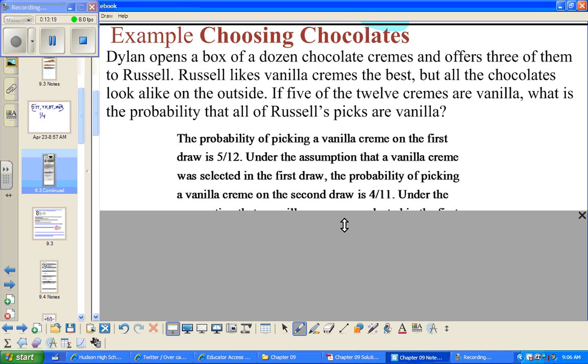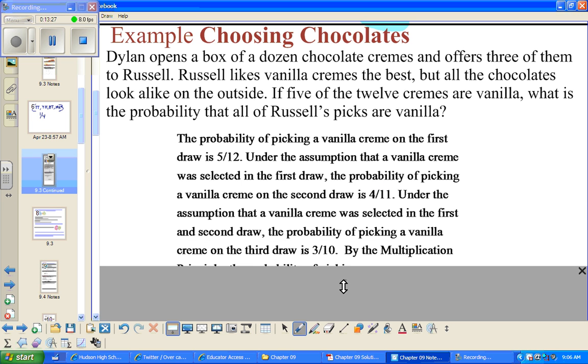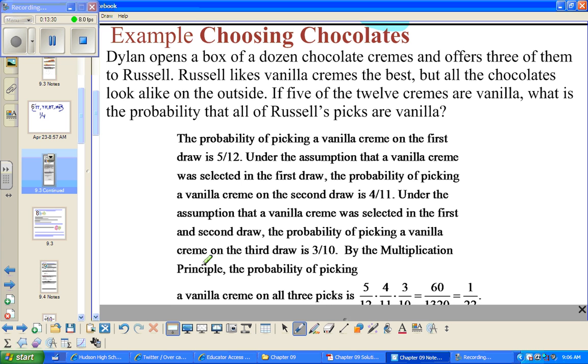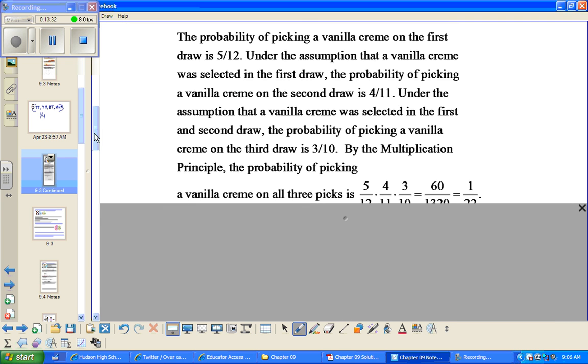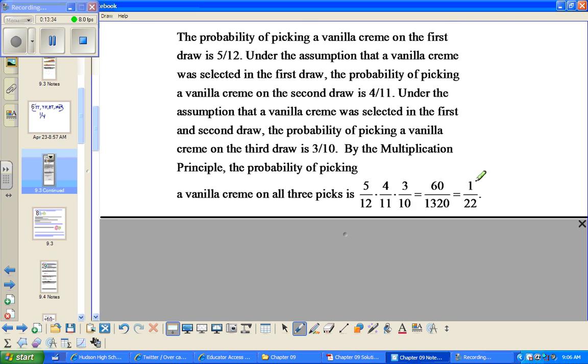And then the probability that the third one, assuming that both of those events occurred, would also be vanilla would be 3/10. You multiply those 3 probabilities together, and you get the same exact answer. So there's another way to solve the same exact problem and get the same exact answer.